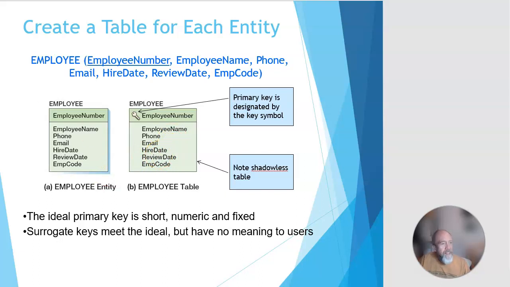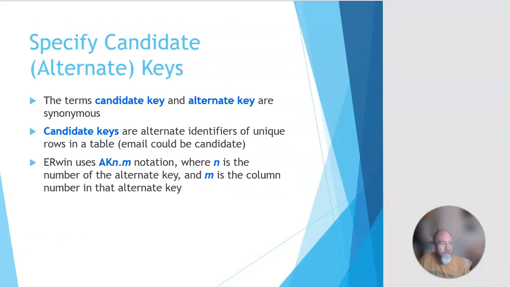The thing about the surrogate key is it's used for the database to keep track of stuff. It usually doesn't have any real meaning to the user. The employee number is just something used internally by the database to keep track of the records, and everything in that table is functionally dependent upon that primary key.